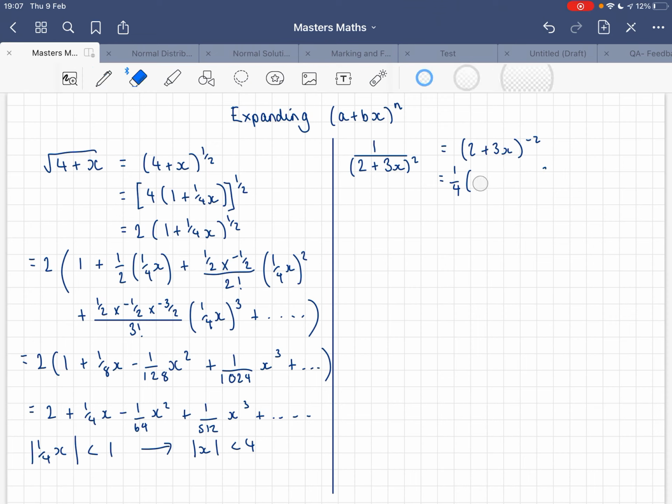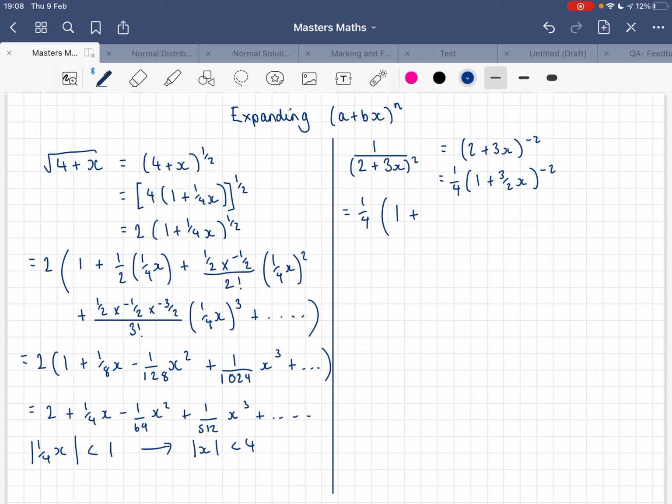We're factorizing out the 2, which means we have to actually divide everything by 2 and not just raise it to the power. So I've raised the 2 that I factorized out to the power of minus 2, which gives me a quarter. But then I have 1 plus 3 over 2 x inside of the bracket. And then we do the expansion. So again, leave the quarter, deal with that at the end. And when we expand it, we get 1 plus minus 2 times 3 over 2 x.